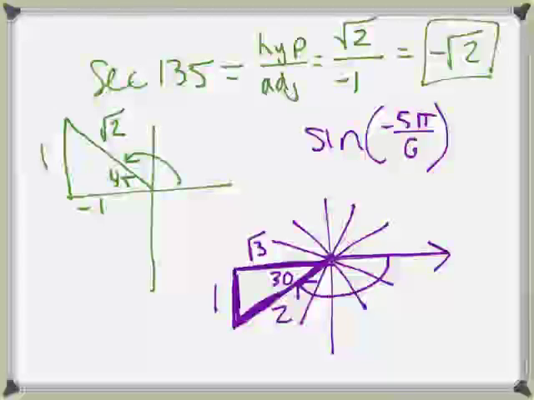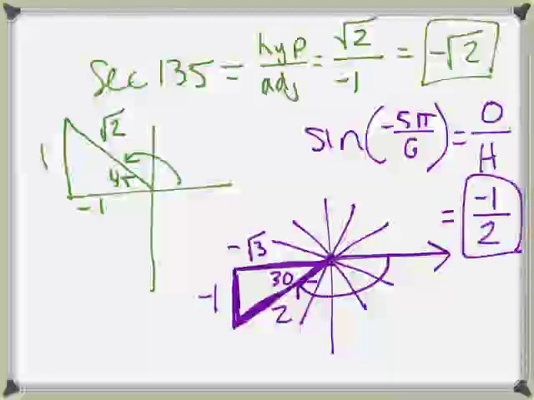Anything need to be negative, and if so, what? 1 and square root of 3. They both do. We have a downward side and a left side. What's SOHCAHTOA for sine? Opposite over hypotenuse. What's opposite of the 30? Negative 1, and hypotenuse? Positive 2. So we get negative a half. Okay?